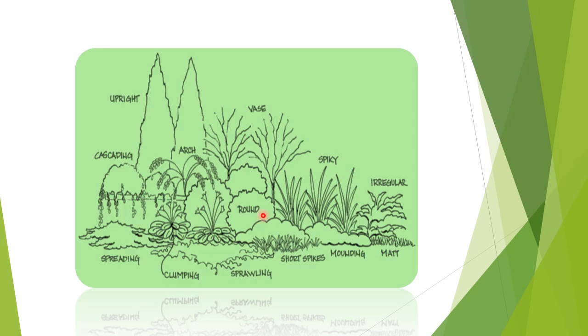So we have shrub forms which can be cascading, just like a waterfall. It can be arching type. It can be a round type, or a spiky type, or an irregular type. Or there can be a mounding type, which can be just like plateaus. So we have shrubs which cover the area, and which can be of different types.